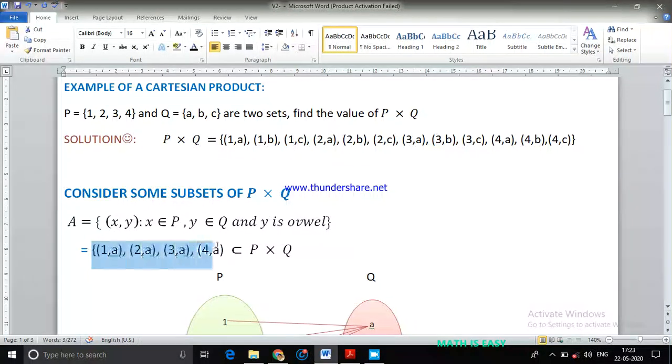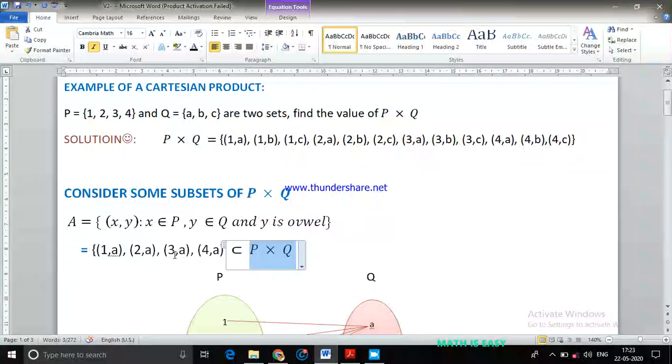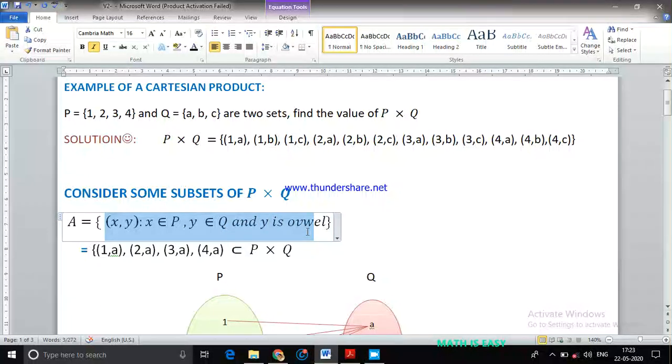Can I say these are all elements of P cross Q? Each and every element: the first element is 1 comma A, and here it is 1 comma A in P cross Q; the second element is 2 comma A, here it is 2 comma A; the third element is 3 comma A, here it is 3 comma A; and the last element is 4 comma A, and here it is 4 comma A. So every element of A is an element of P cross Q. So I can say A is a subset of P cross Q. I did not consider the elements arbitrarily; I applied the condition X comma Y such that X is an element of P and Y is an element of Q, and Y must be a vowel.